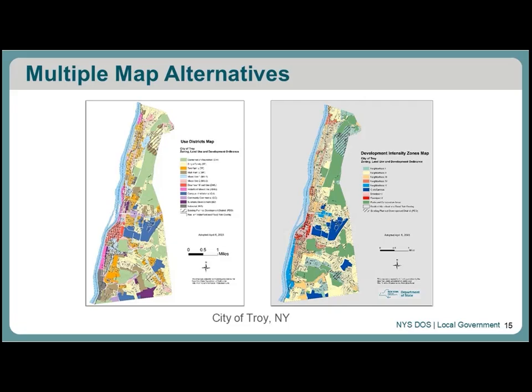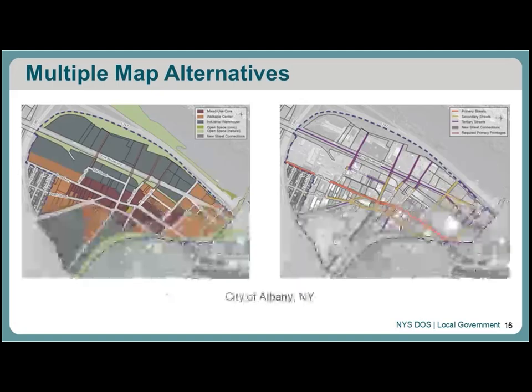So here in the city of Troy, they use 2 maps. The one on the left-hand side is for permitted land uses. The one on the right is for lot dimensional standards, with 2 sets of zones that convey different information. So I think we'll see probably more of this in more of our developed communities across New York.